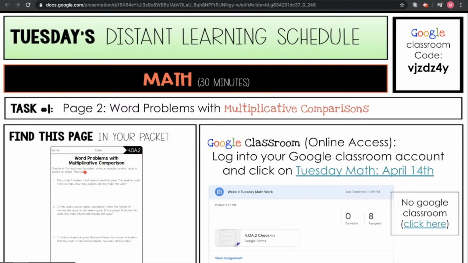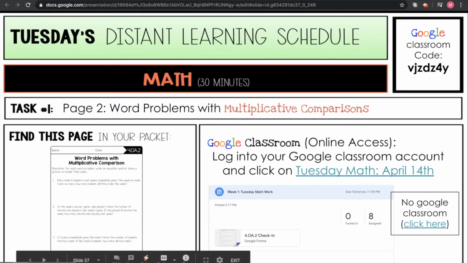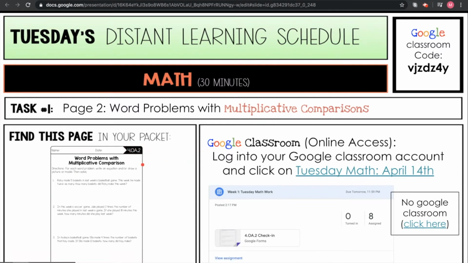It's going to say "word problems with multiplicative comparisons" down here, really small, which it blacks out when I go down there, but it should say page 2. And up here in the corner, this is what you can look for to try to help you out to get there. Second is always the Google Classroom, the online access.